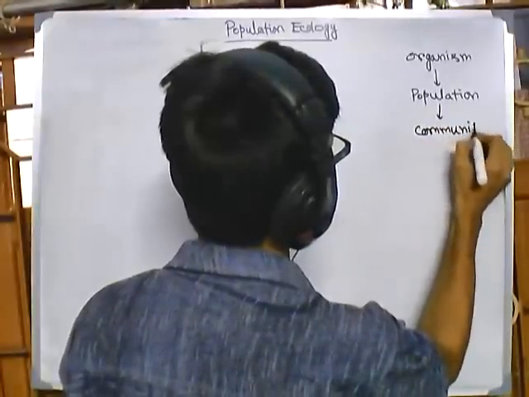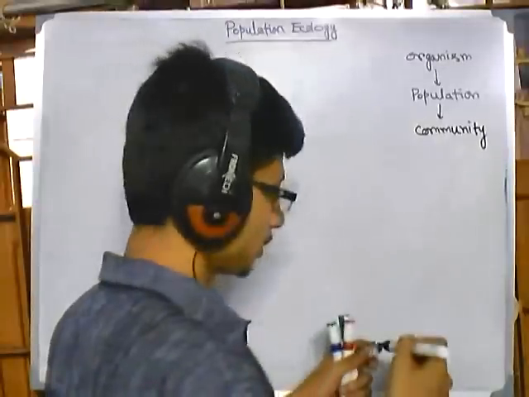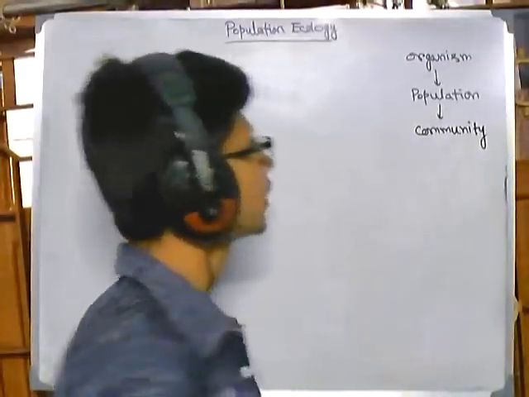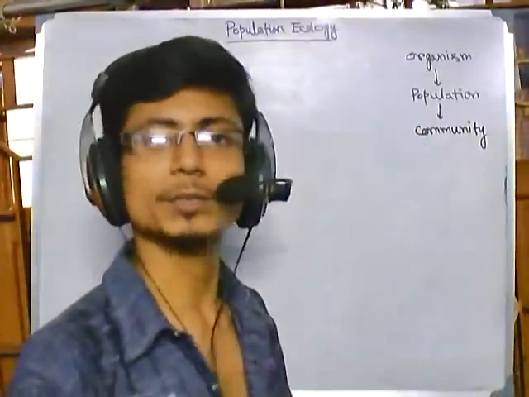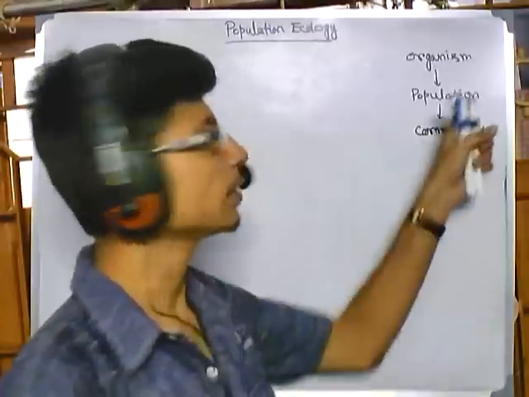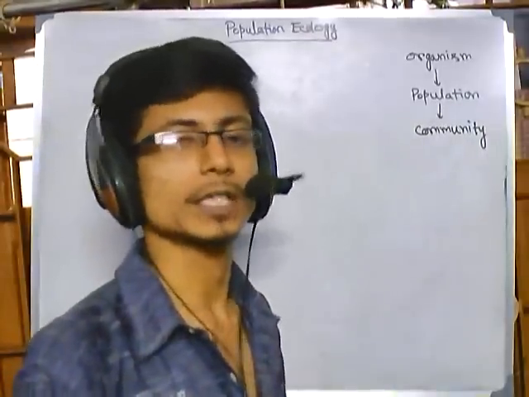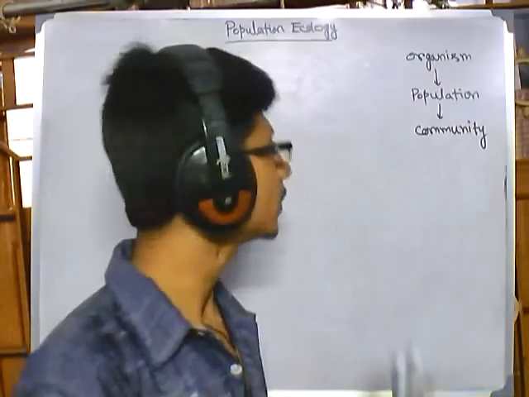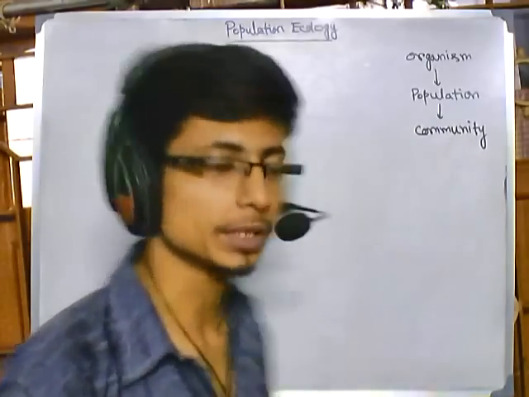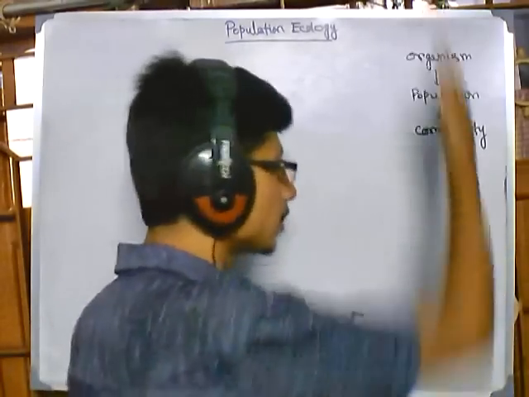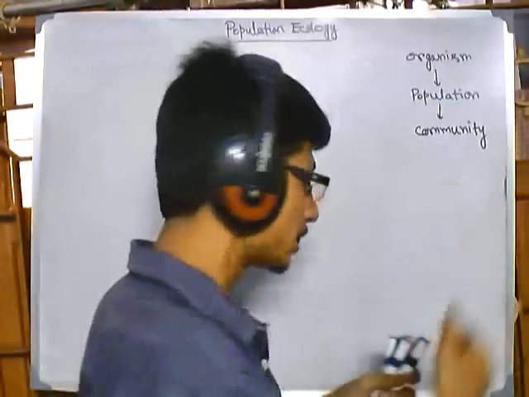Now after that, if we add more and more populations, what we can make is a community. So many populations come together to produce communities. For example, if we take the population of dogs, the population of rats, the population of, say, cows, all of them together we can make the community. So it's much larger. As we are going downwards, we are going towards the larger value.